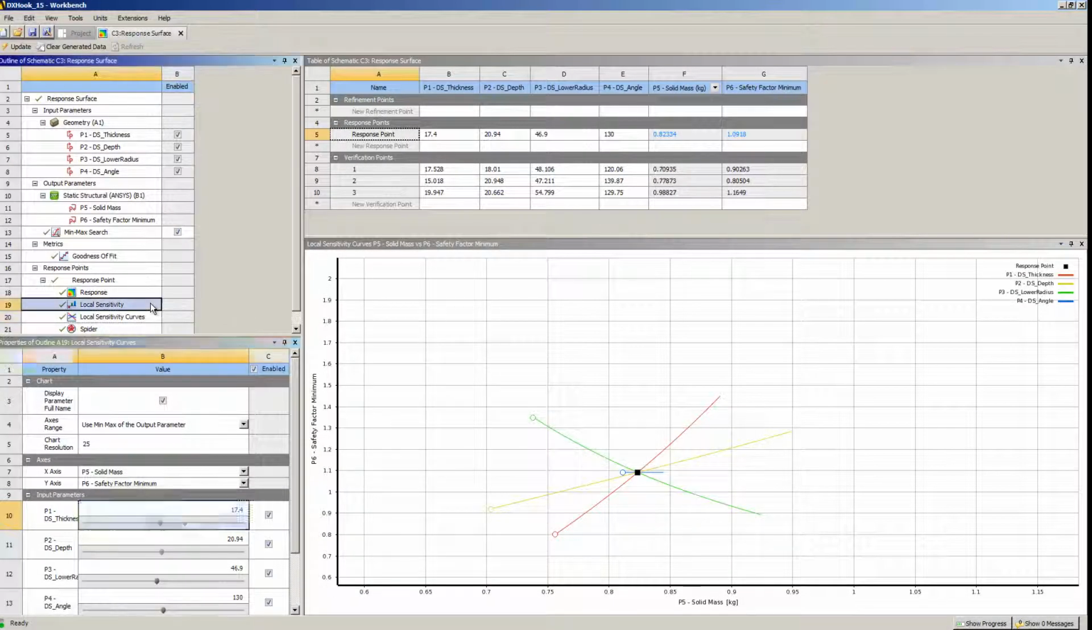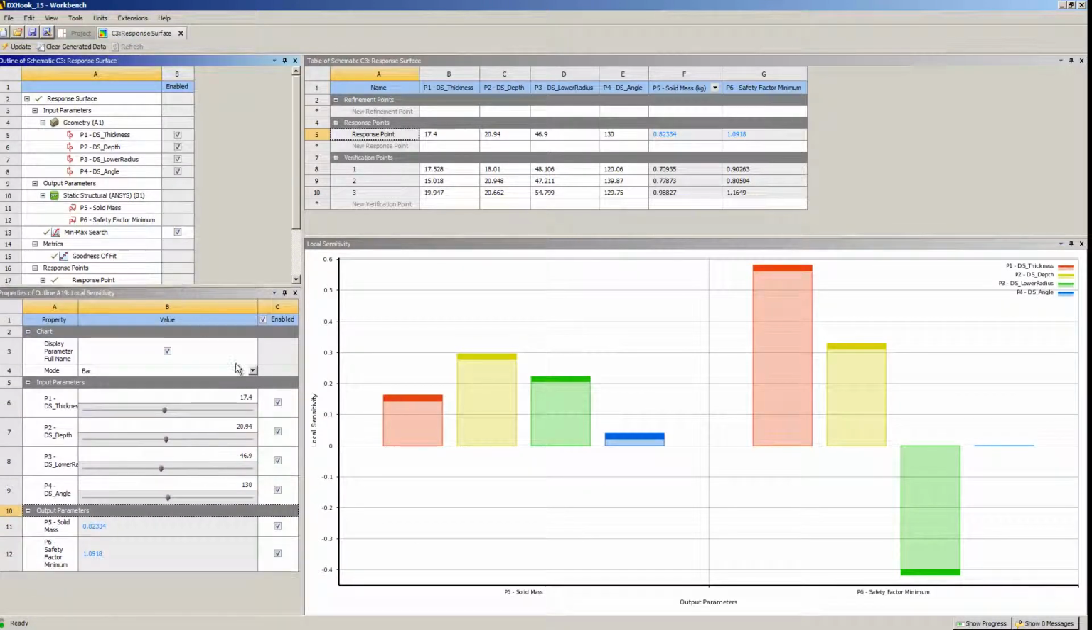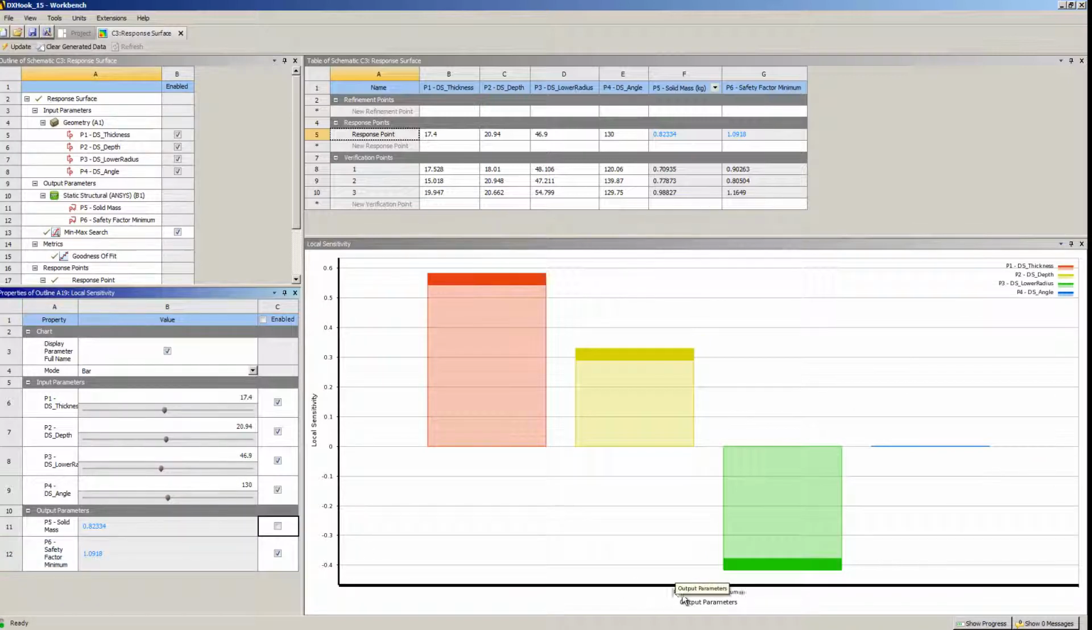The local sensitivity chart is built from the intermediate results shown in the local sensitivity curves chart. This chart shows the sensitivity across the range, with each input represented in the same color used in the local sensitivity curves chart. Sensitivities are shown for both outputs at the same time, so I can see them all at a glance. Here, for the safety factor minimum output, I can see that thickness and depth are both positively correlated with direct impact. This chart uses bar height instead of slope to indicate sensitivity. Here, you can see that thickness has almost twice as much impact as depth on the safety factor minimum.